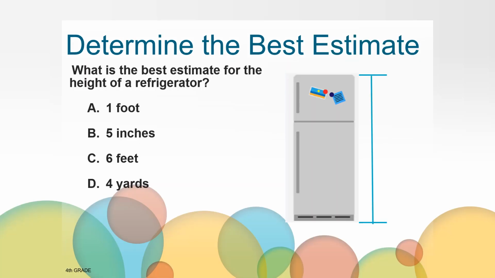Let's use what we know to estimate. Think about a real refrigerator. What is the best estimate for the height of a refrigerator? A, 1 foot. B, 5 inches. C, 6 feet. D, 4 yards. The best estimate for the height of a refrigerator is 6 feet.